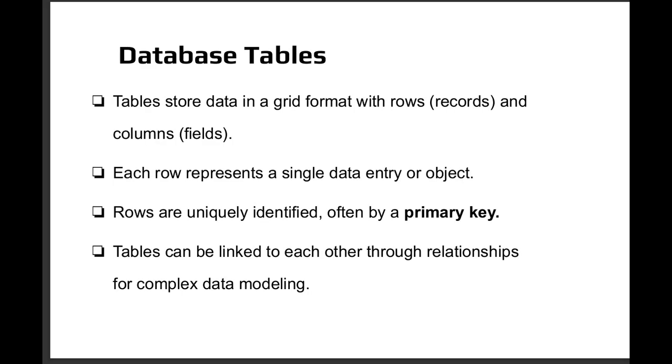One key component of our schema is a database table. Our tables are the way we organize and store our data in a grid format. A table will contain both rows and columns. Each row represents a single data point within the database. Your rows are uniquely identified, typically with a primary key. Your tables can be linked to identify correlations between data points and to establish relationships when we are doing data modeling of complex data sets.